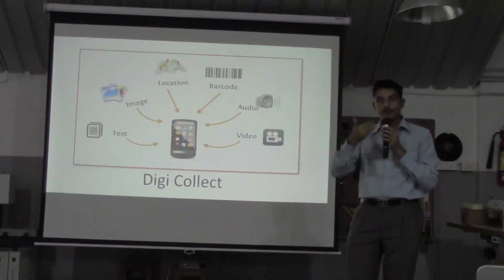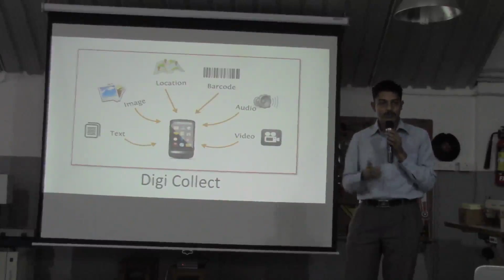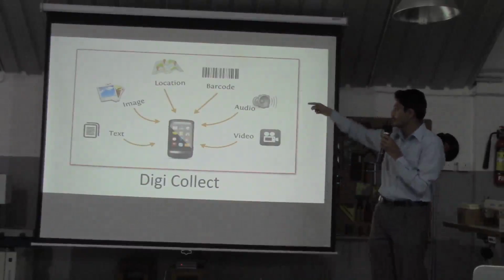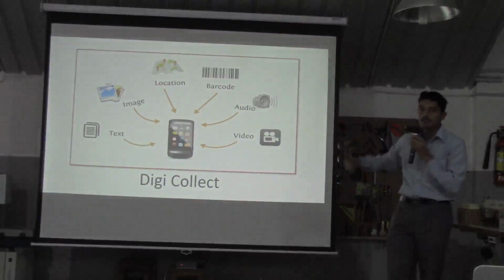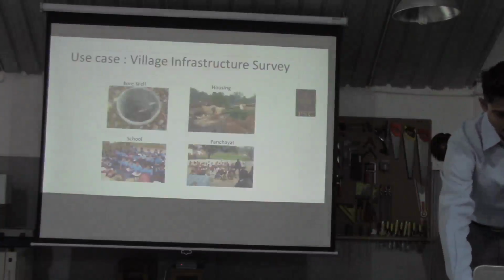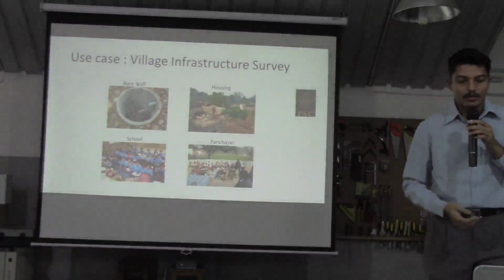Again, we should not depend on a paper-based format to do that. So how can you customize your data collection format, get that onto your mobile phone and collect different kinds of data? It can be a location, audio, video, images, and then send it to a centralized server. From there, you can do the visualizations. So that is what our product Digicollect primarily does.